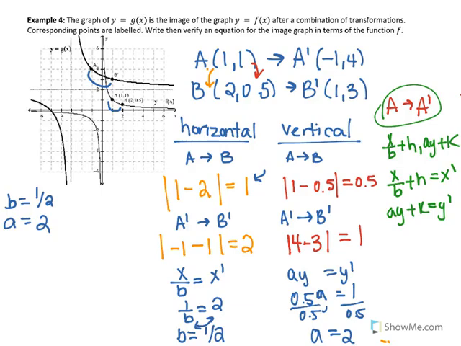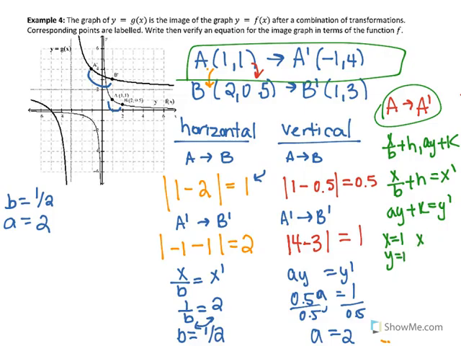And we now know what a and b are. We also can figure out what x, x prime, and y prime are because we have this point A to A prime. So we're just going to use the A values. So x is equal to 1, y is equal to 1, and then x prime is equal to negative 1, and y prime is equal to 4. So we're just going to plug these now into these equations right here.